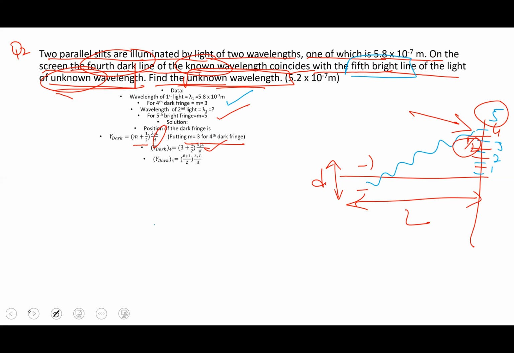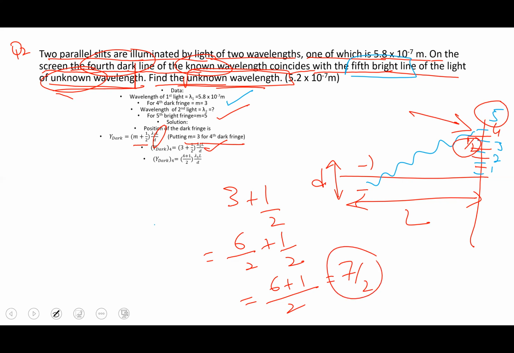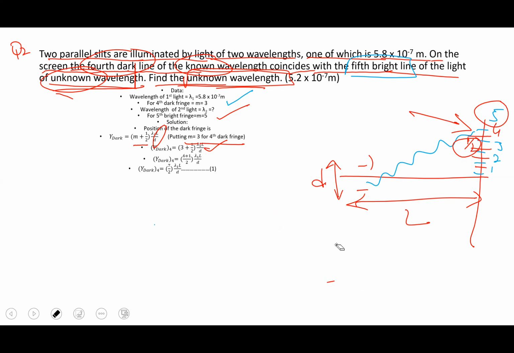So let us take the LCM. 3 is 6 divided by 2, plus 1 divided by 2. If we solve this, we get 6 plus 1 divided by 2, or 7 over 2. So this is what I've done over here: 6 plus 1 divided by 2. Now, when we got to this point, after solving, 6 plus 1 is equal to 7 over 2, as we got over here.